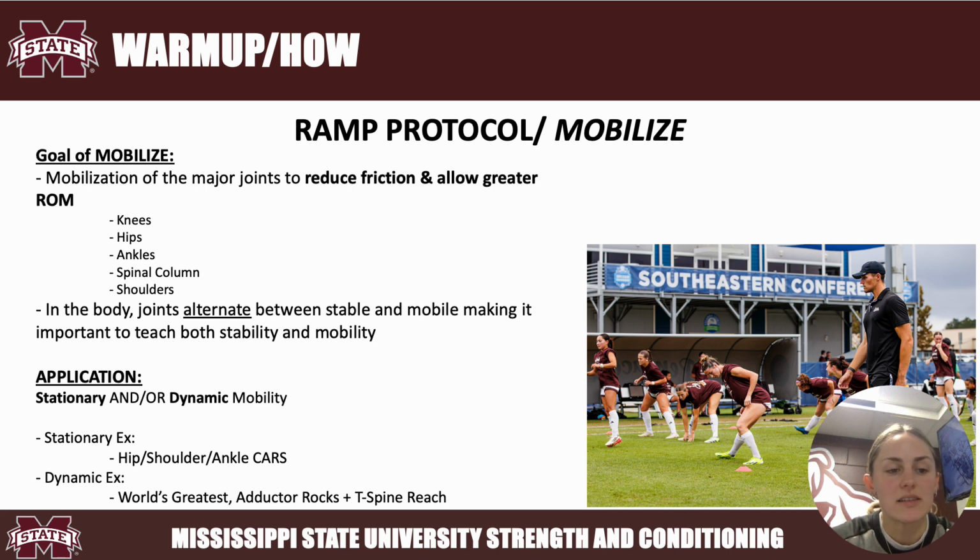And then how we apply this, so stationary and dynamic examples here. More stationary mobility would be like hip, shoulder, or ankle CARs, where the athlete is just stationary and they're going through that end range of motion of that joint, whether that's the hip, the shoulder, or the ankle, really taking the athlete through a full range of motion, hopefully increasing mobility in that specific joint. And then dynamic examples, something like world's greatest, adductor rocks, and T-spine reach. So they're getting mobility within these more dynamic movements, and they're warming up the body a little bit more than just being stationary.